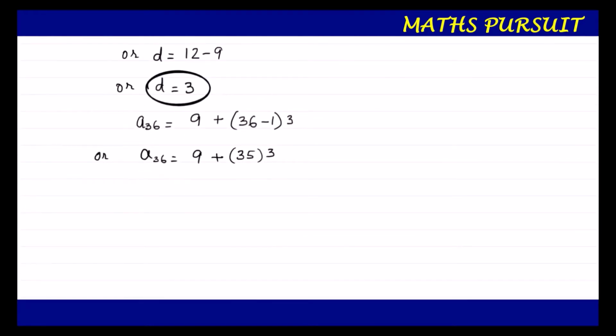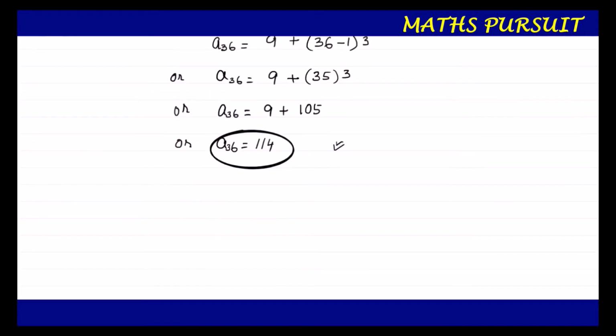Or I can write a36 is equal to 9 plus 105, because 35 into 3, like 3 5s are 15, 3 3s are 9 and 10, so it comes to 105. Or I can write a36 is equal to 105 plus 9, which is 114.